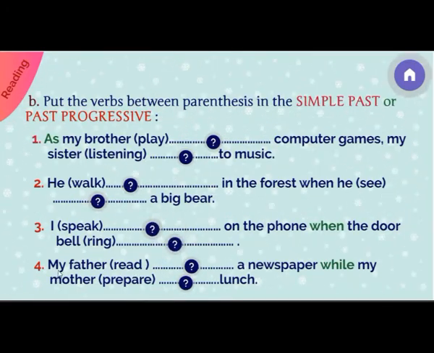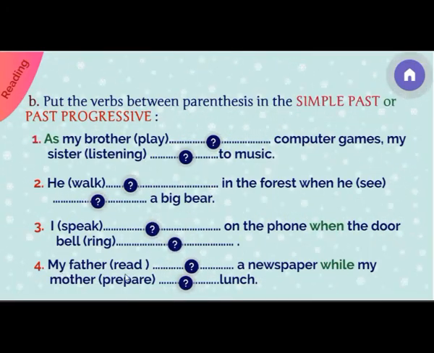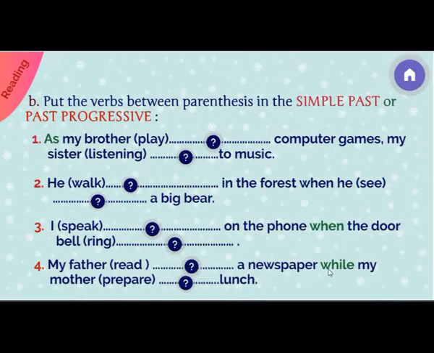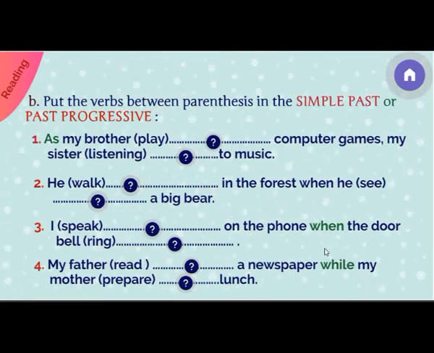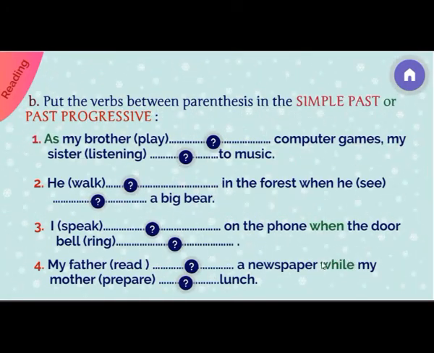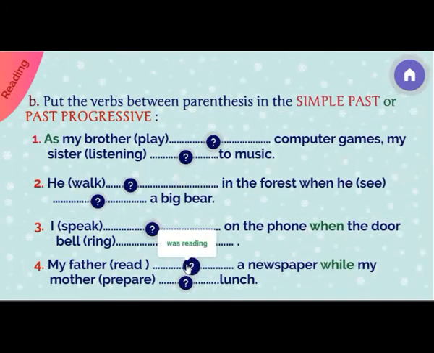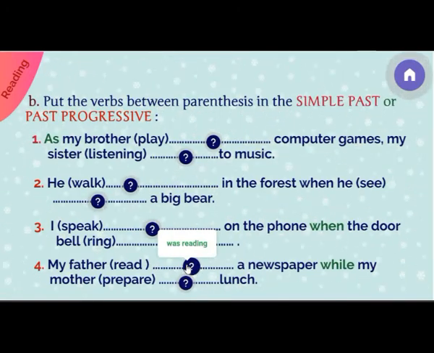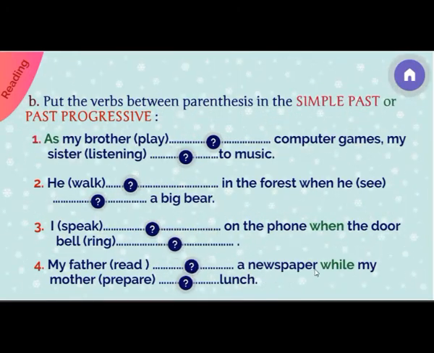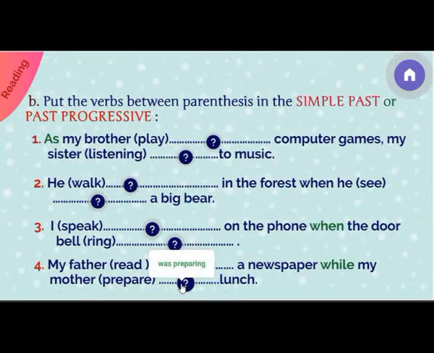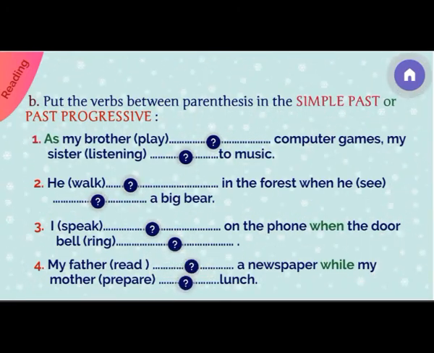And the last question now. My father read a newspaper while my mother prepare lunch. We have "while", as we have seen, to describe two long actions, two continuous actions in the past. So action 1, verb 1: my father was reading, good. He was reading a newspaper while my mother was preparing lunch, great.